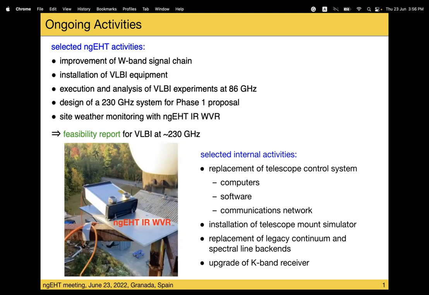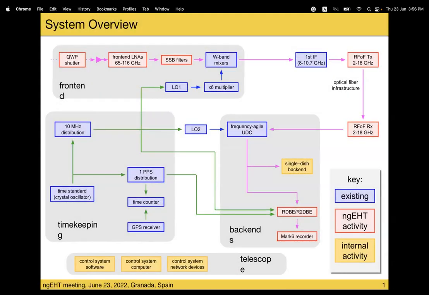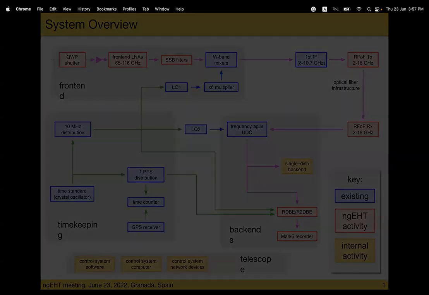Apart from these, we have several selected internal activities to improve the overall system. I'll move forward. And this just shows the system overview diagram, color coded to show what MSRI1 ngEHT is funding and what was existing before, and some of the internal activities for improving the brand new telescope control system software. And keep going.